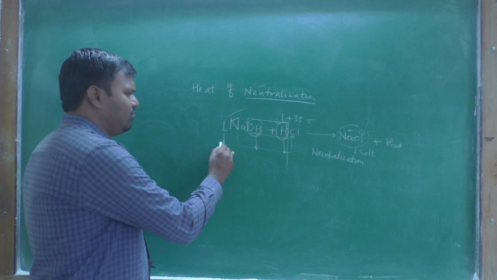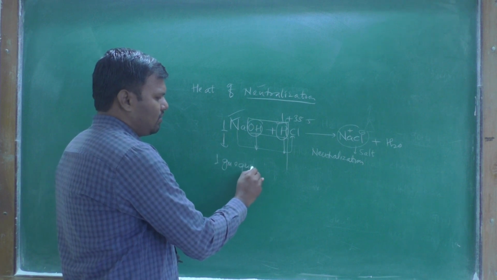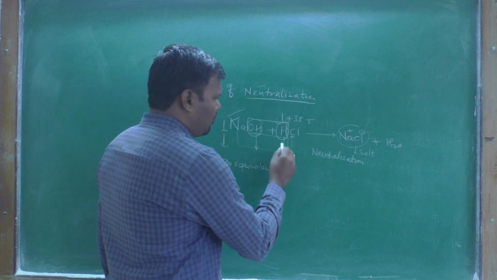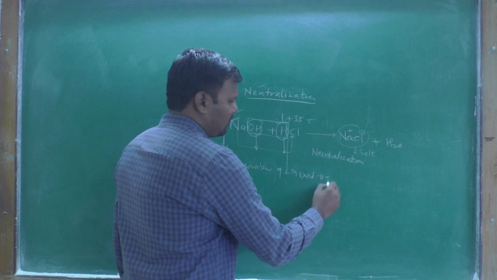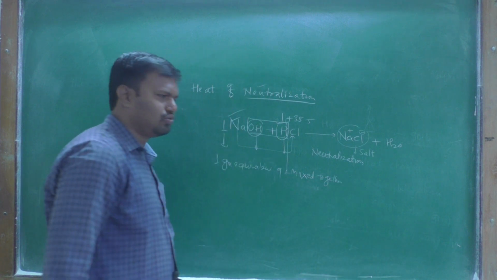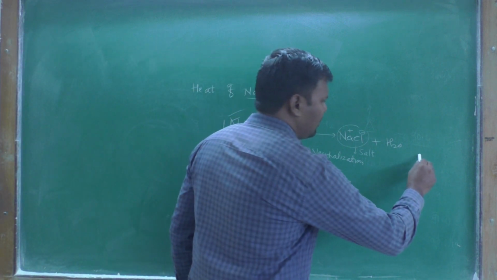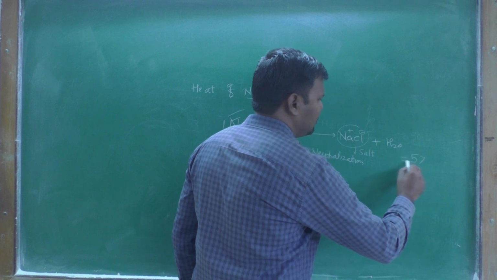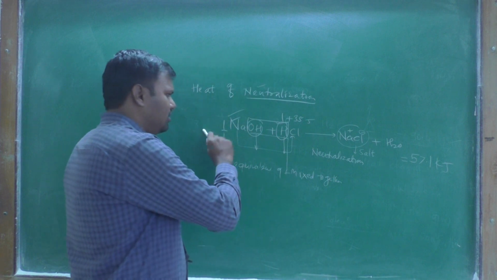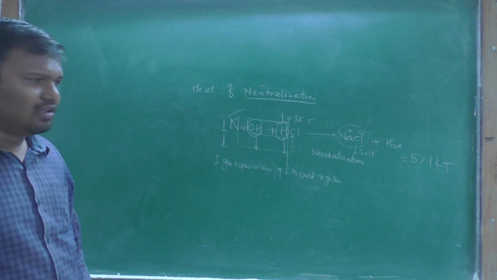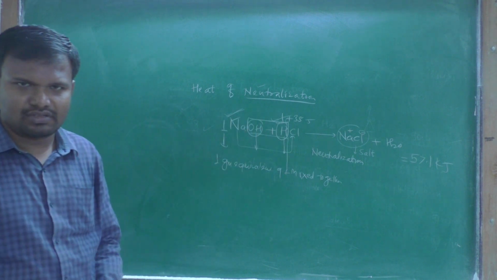Okay, we clear that. You take 1 gram equivalent quantity of both and mix together. Heat is produced. That heat produced is 57.1 kilojoule when these two mix. Both are a strong acid and a strong base.